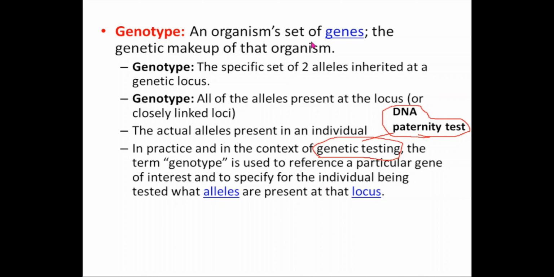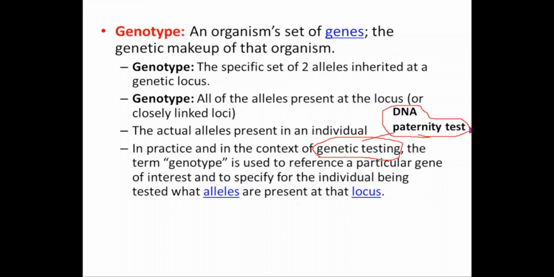Genotype: an organism's set of genes, the genetic makeup of that organism, we call genotype. Genotype is the specific set of two alleles inherited at a genetic locus. Genotype is all of the alleles present at the locus or closely linked loci. The actual alleles present in an individual we call the genotype. In the context of genetic testing, the term genotype is used to reference a particular gene of interest and to specify for the individual being tested what alleles are present at the locus.